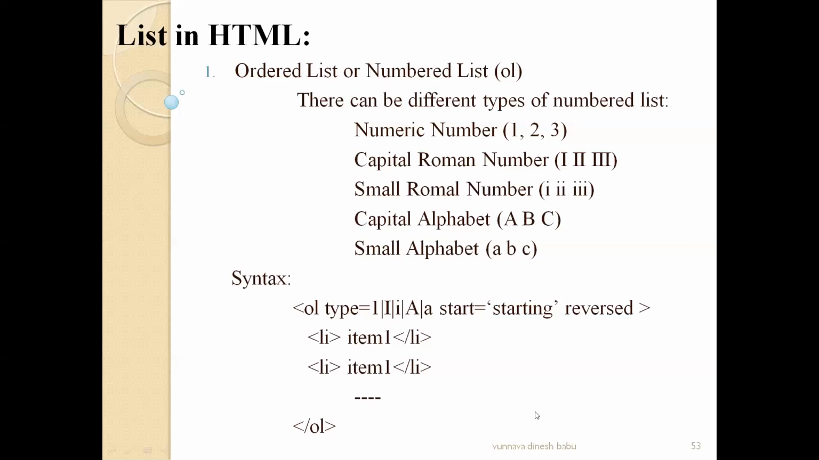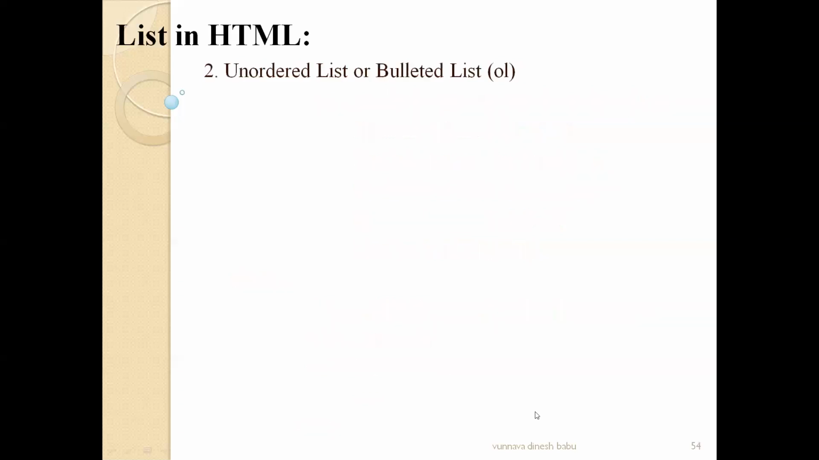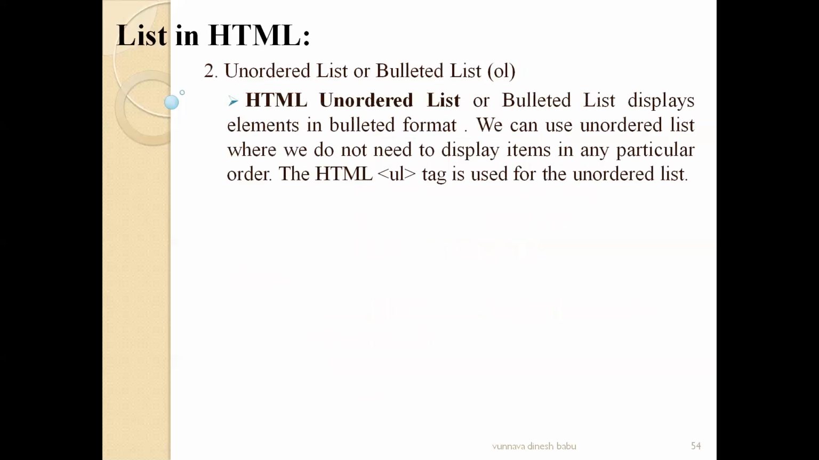And let us see about the unordered list. The other name for the unordered list is bulleted list. This will display the elements in bulleted format. So we can use an unordered list where we do not need to display items in any particular order. So there are some situations.